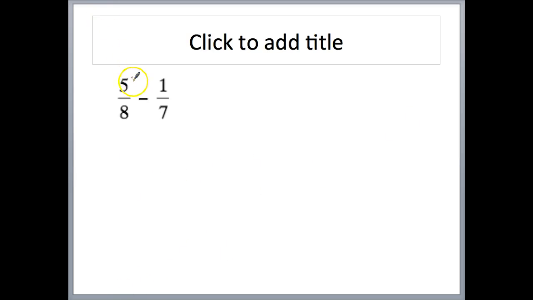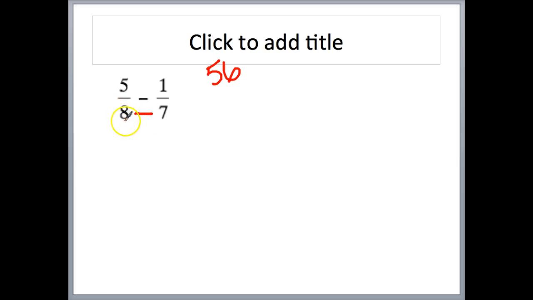Now looking at subtracting here, it's a very, very similar thing. I can't subtract these because they're not the same. So I have to find a common denominator with 8 and 7. If you can't think of one right off the bat, an easy way to just do it is to multiply these two. 8 times 7 is 56, right? So 56 is going to be my common denominator.